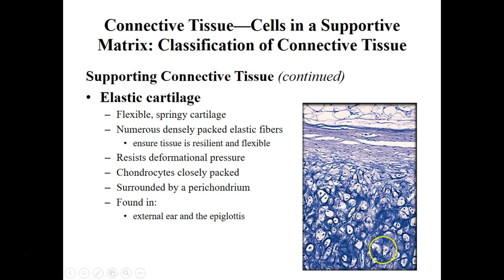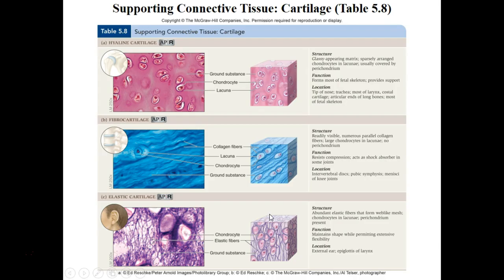You can tell elastic cartilage from the others. Hyaline has a very glassy appearance. Fibrocartilage almost looks like a belt of cartilage. And elastic cartilage kind of looks messy, if you ask me, with the elastic fibers running in multiple directions. So there you have the three different cartilages again.